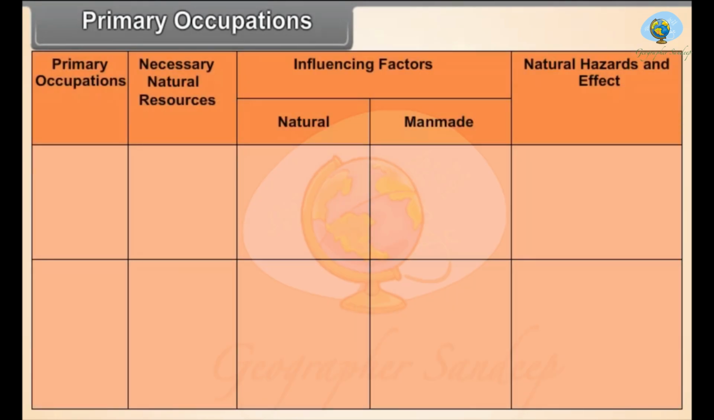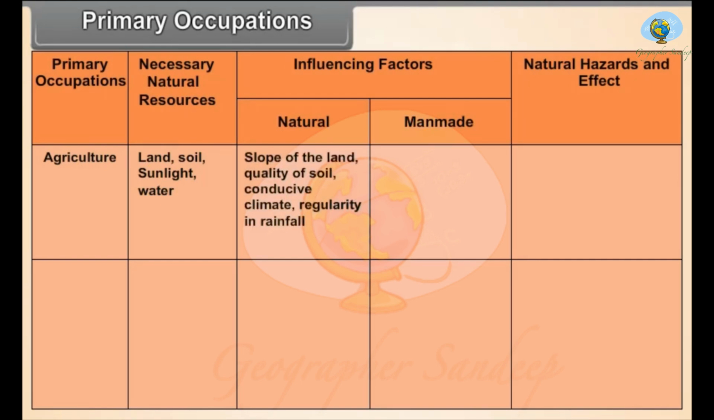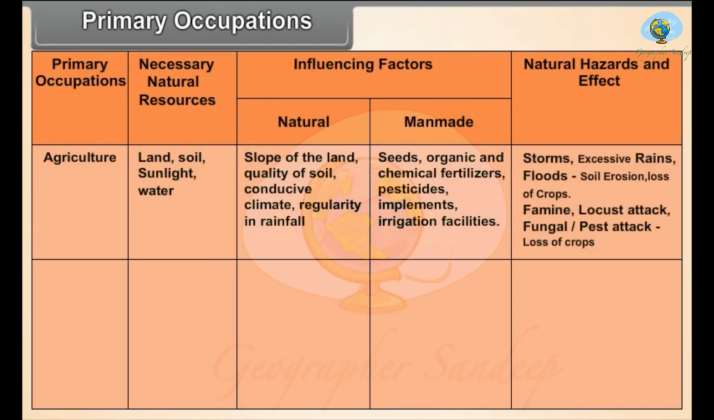Primary occupations. Agriculture. Necessary natural resources: land, soil, sunlight, water. Influencing factors: natural, slope of land, quality of soil, conducive climate, regularity in rainfall. Man-made: seeds, organic and chemical fertilizers, pesticides, implements, irrigation facilities. Natural hazards and effects: storms, excessive rains, floods, soil erosion, loss of crops, famine, locust attack, fungal pest attack, loss of crops.